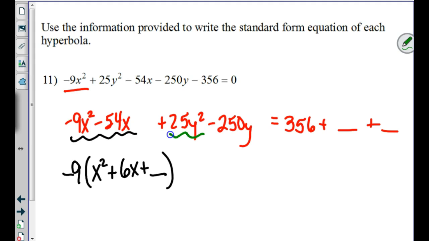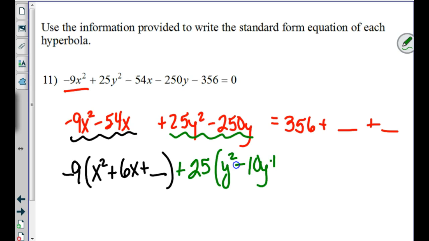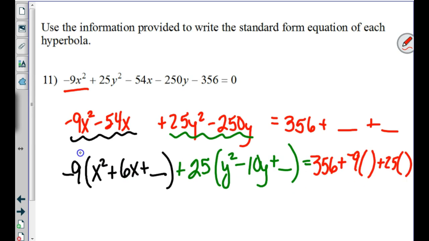Then back here for the y's, I need to take out a positive 25, which will leave me y squared minus 10y. Did I do that right, guys? And then over here I have 356, but I'm going to have plus -9 times something plus 25 times something, right? Because I got to remember this is going to be -9 times something, and this is going to be 25 times something. All right.